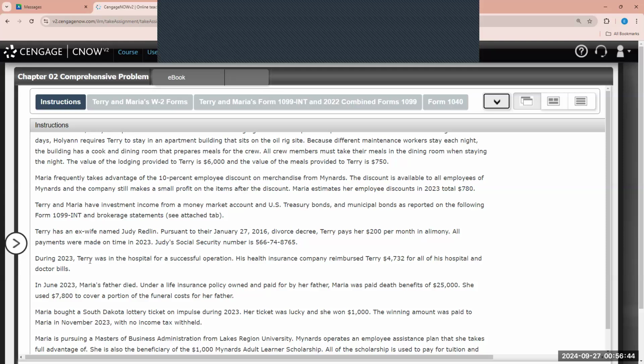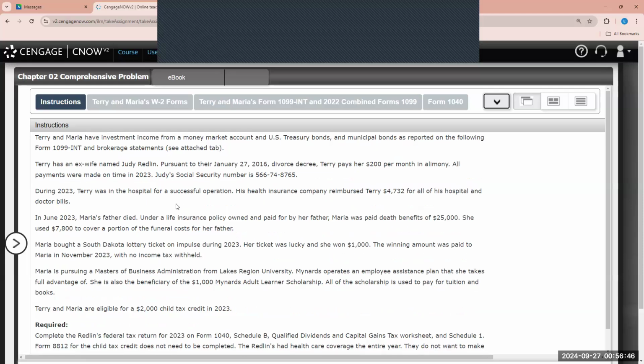Then it says during 2023, Terry was in a hospital for a successful operation. In June of 2023, Maria's father passed away. There was a life insurance policy and she was paid death benefits of $25,000. She used $7,800 to cover funeral expenses. Maria bought a South Dakota lottery ticket on impulse during 2023. Her ticket was lucky and she won $1,000. The winning amount was paid in November of 2023.